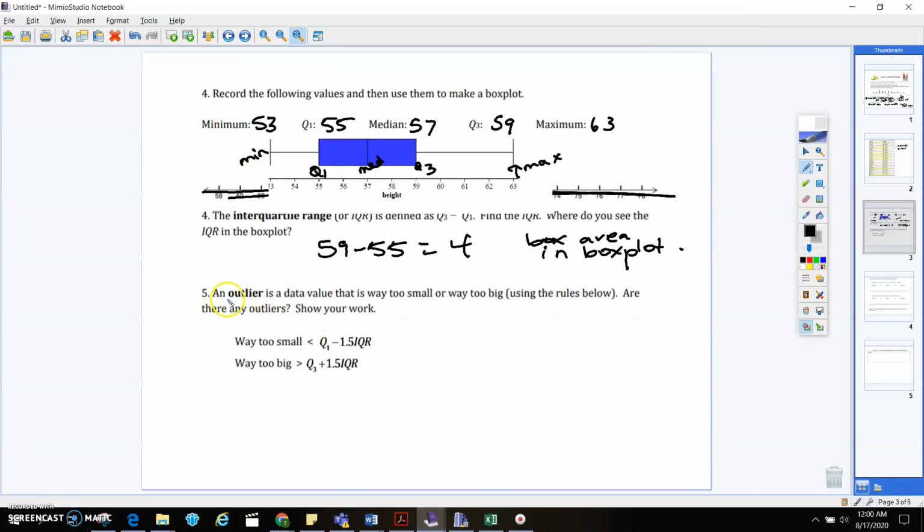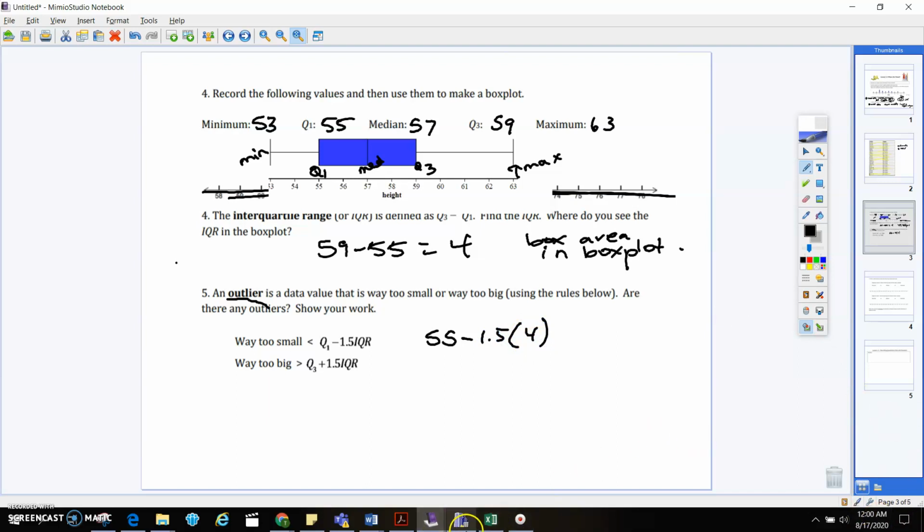Okay. An outlier. Now, this is the really important part because we haven't talked about this yet. An outlier is a data value that is way too small or way too big using the rules below. Are there any outliers in our data? For this one, we're going to take our Q1, which is 55, and subtract 1.5 times the IQR, so 1.5 times 4.